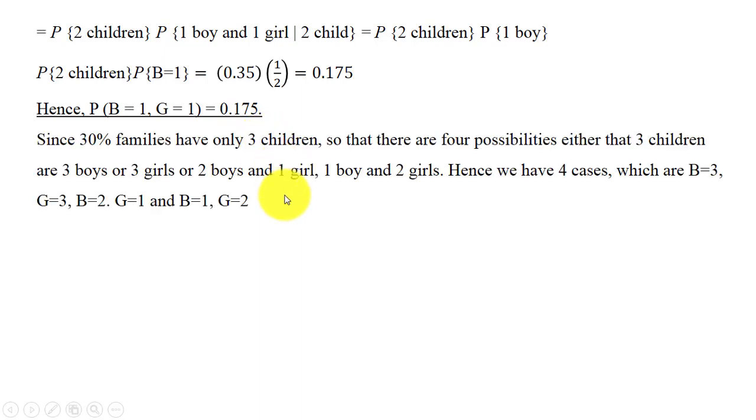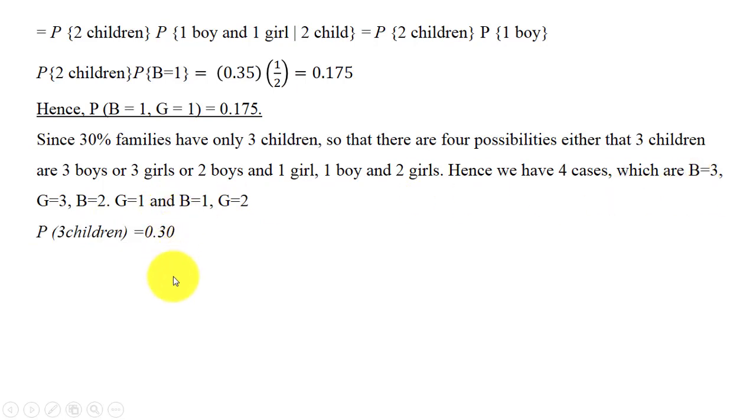Similarly, you have to evaluate all the remaining cases, where 30% of families in the community have 3 children. So there are 4 possibilities: all 3 children are boys, all 3 are girls, 2 are boys and 1 is a girl, or 1 is a boy and 2 are girls. So we have B equal to 3, G equal to 3, B equal to 2 and G equal to 1, and B equal to 1 and G equal to 2. We have to evaluate the probabilities for all these.